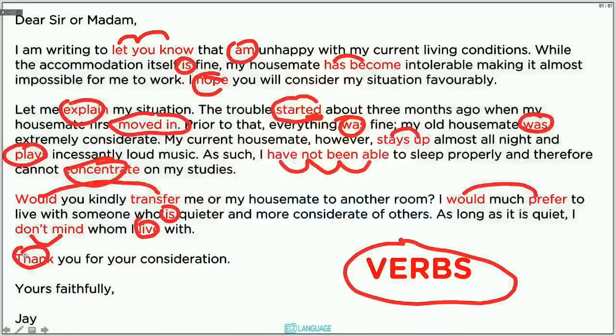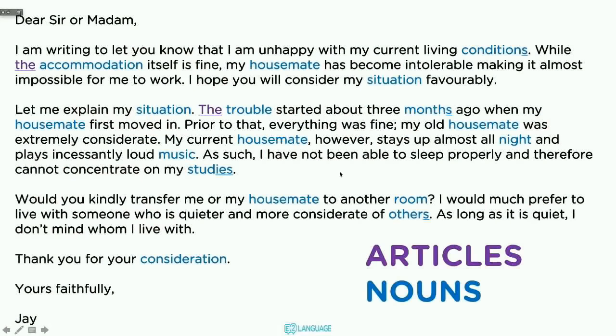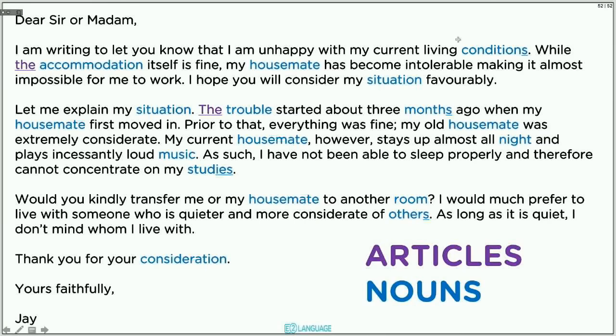Cool, let me show you some more grammar here. Let's look at articles and nouns because this seems to be just an absolute killer for people. So here, let's look at this one, conditions, plural. Here we've got the accommodation. So we've used the article the because we're talking about specific accommodation. Housemate, singular. Situation. The trouble, specific trouble. So we must use this article. Months. Why months? Three, more than one. Three months ago.